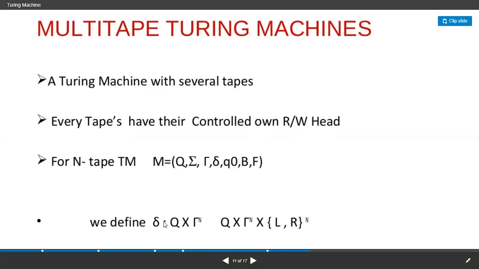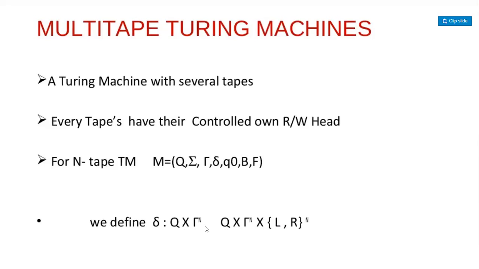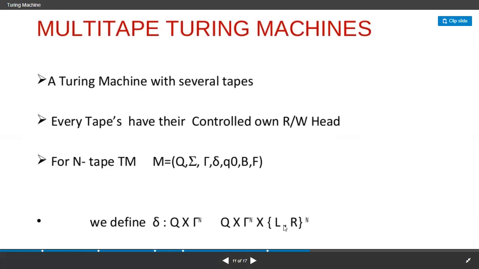And just note down this: the delta transition function maps a finite number of states with finite input tape symbols. And along with that, you need to map with the left or right moves, right? And this is the most important syntax for the multi-tape Turing machine. Please make a note of this.